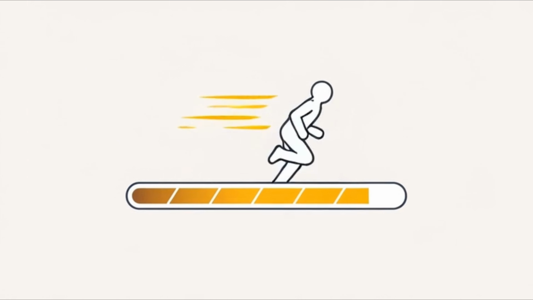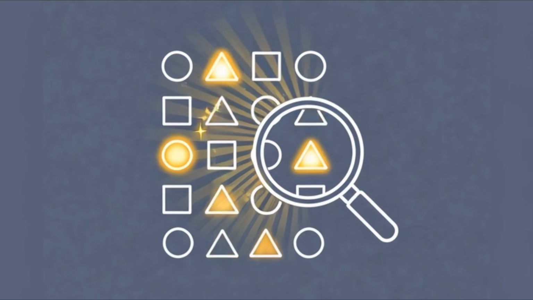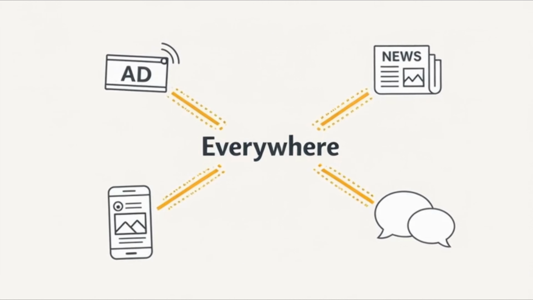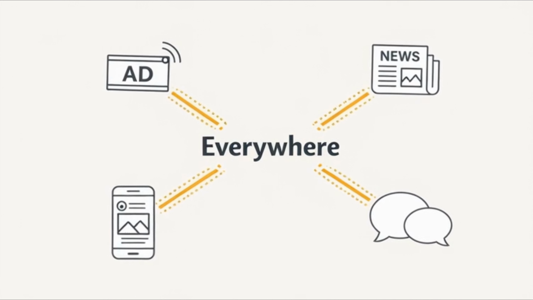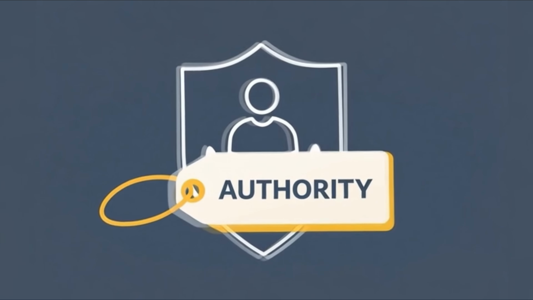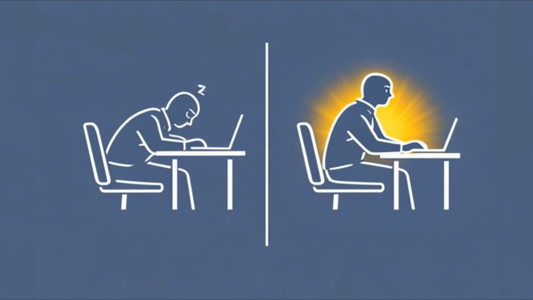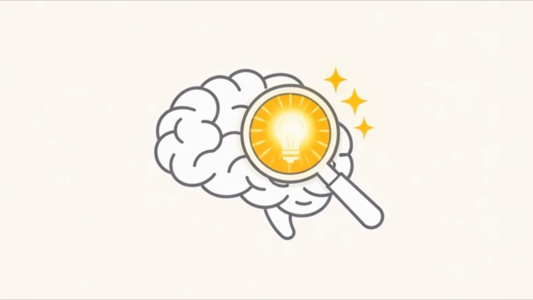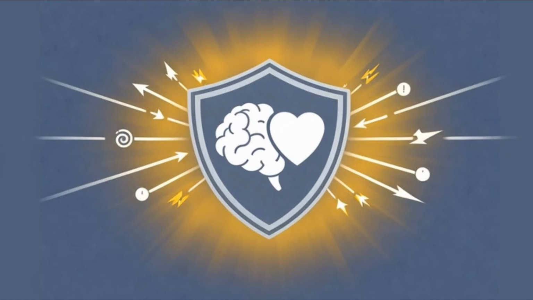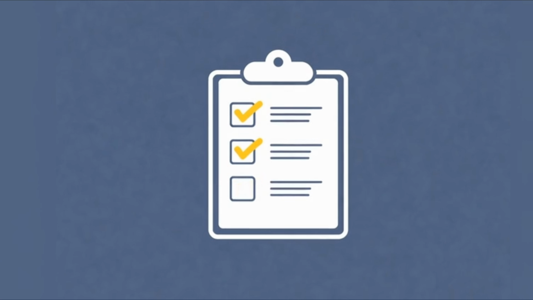The more you practice this, the faster it becomes. You start seeing rhetorical patterns everywhere. In ads, in news articles, in social media posts, in conversations. And once you can name what's happening, once you can say that's an appeal to authority, or that's emotional manipulation, or that's a false equivalence, you're no longer just a passive audience. You're analyzing, you're thinking critically, you're harder to manipulate. That's the power of rhetorical analysis. Now you know how to do it.